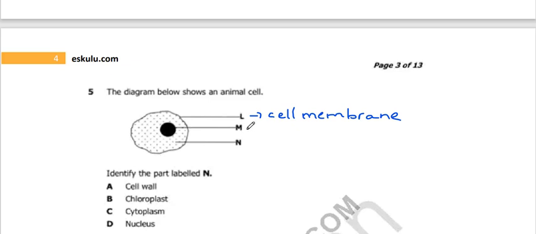And part M is the nucleus. And lastly, what is part N? Part N is a cytoplasm. So according to the options that we've been given, which one indicates that N is a cytoplasm? It is C. So therefore, the correct answer for number 5 is C.